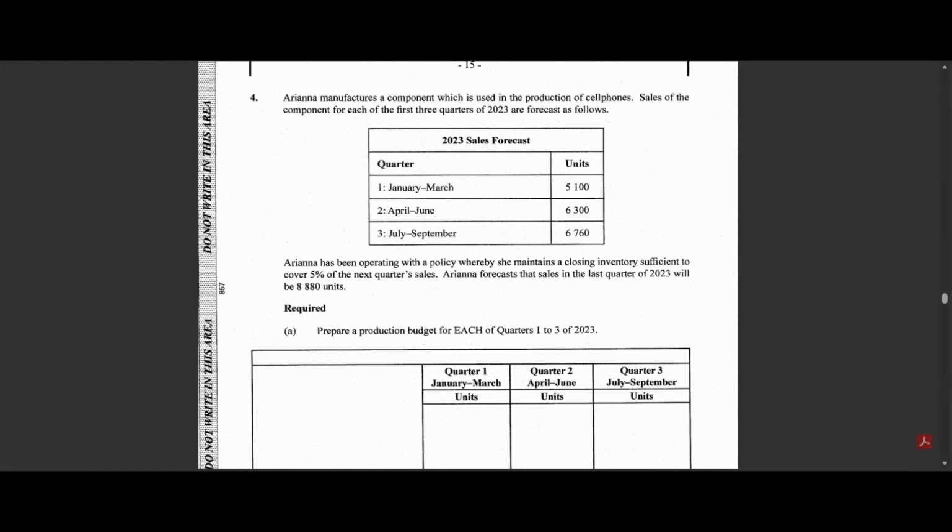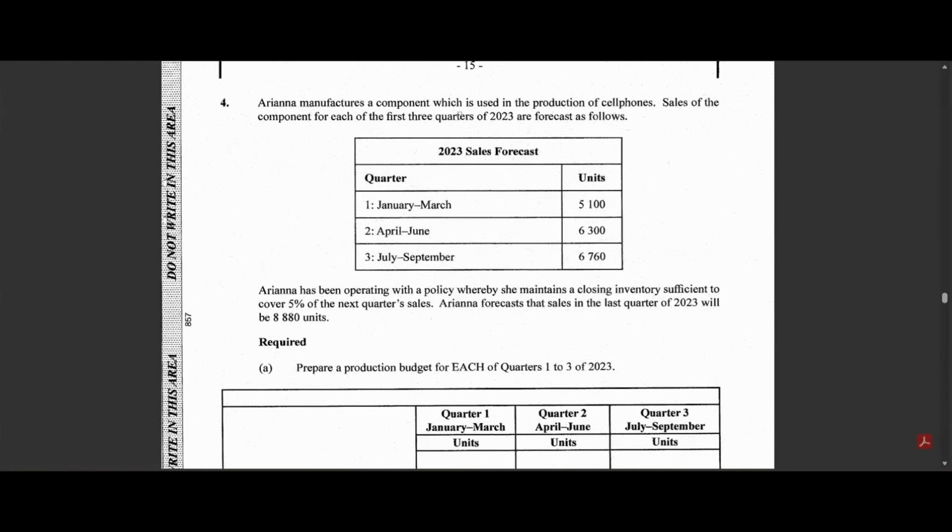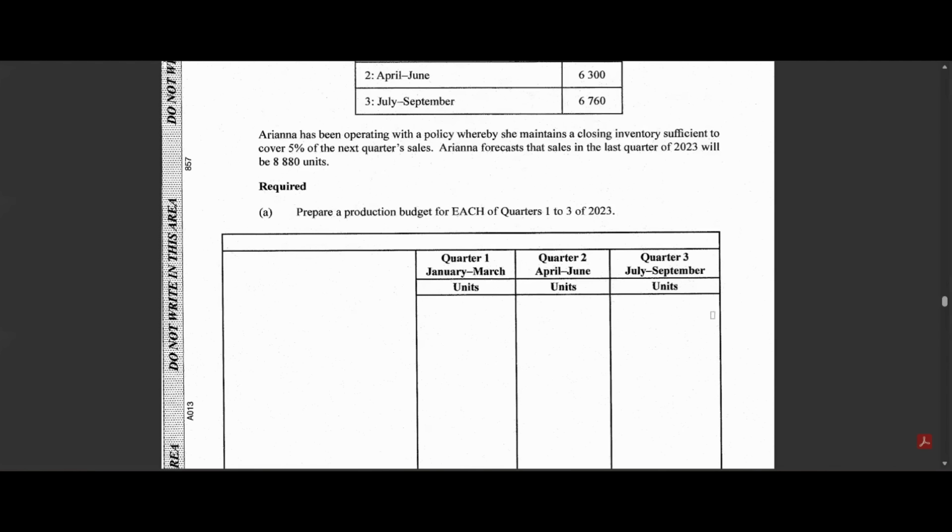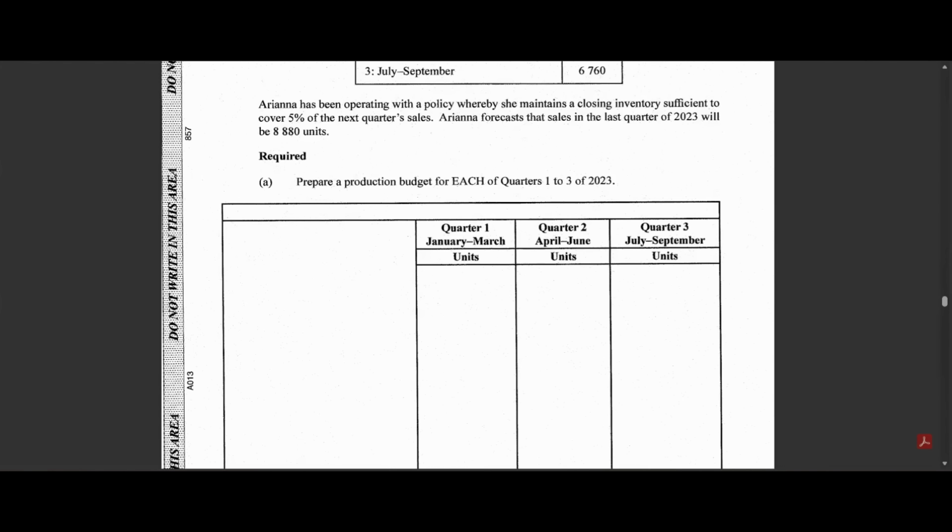Now, question 4 was actually a production budget question, which wasn't too bad. Let's check this out. Ariana manufactures a component which is used in the production of cell phones. Sales of the component for each of the first 3 quarters are forecast as follows. Sales forecast quarter 1, quarter 2, quarter 3. We have the amount of units there. Ariana has been operating with a policy whereby she maintains a closing stock sufficient to cover 5% of the next quarter's sales. Ariana forecasts that sales in the last quarter will be 808 units. Prepare a production budget for each of the quarters 1 to 3 of 2023.